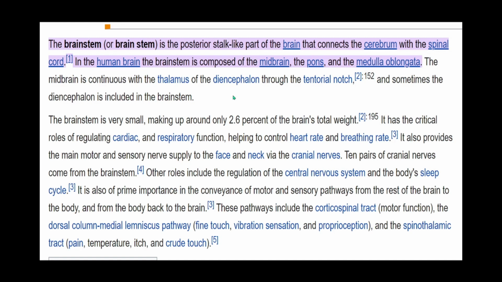This page is an extract from Wikipedia. I usually like Wikipedia. It helps me understand things. The brainstem is very small, making up only about 2.6% of the total weight of the brain. It has the critical function of regulating cardiac and respiratory function, helping to control your heart rate, your breathing rate.